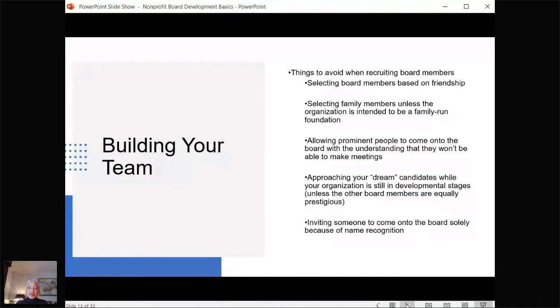Another mistake that people make is bringing prominent people onto the board with the understanding that, we could just use their names, right?